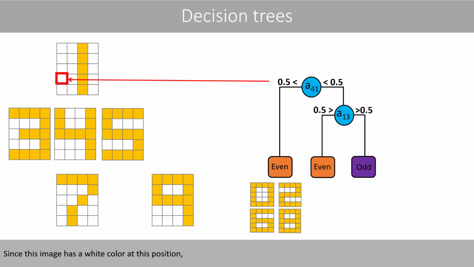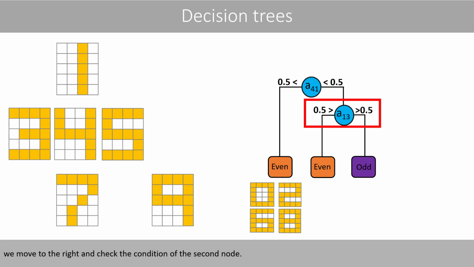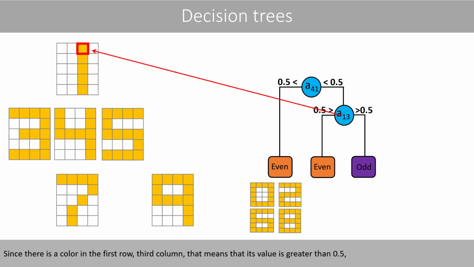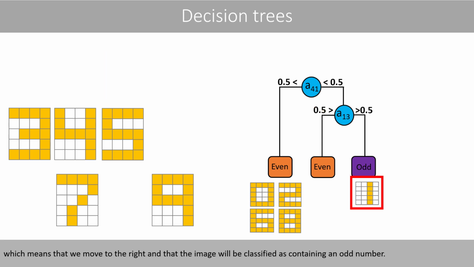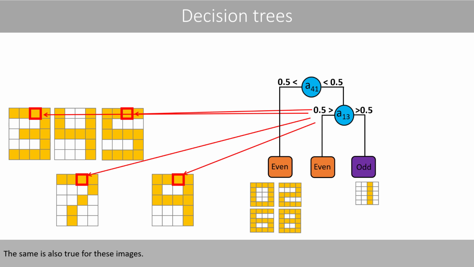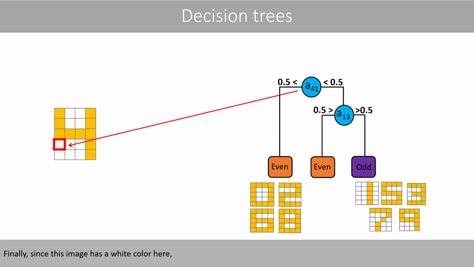Since this image has a white color at this position, which means that its value is less than 0.5, we move to the right and check the condition of the 2nd node. Since there is a color in the 1st row, 3rd column, that means that its value is greater than 0.5, which means that we move to the right and that the image will be classified as containing an odd number. The same is also true for these images.